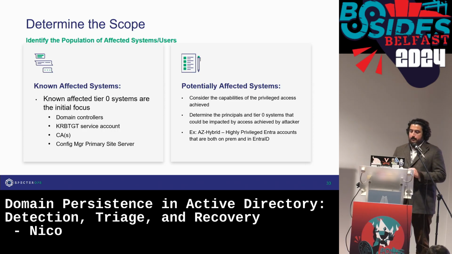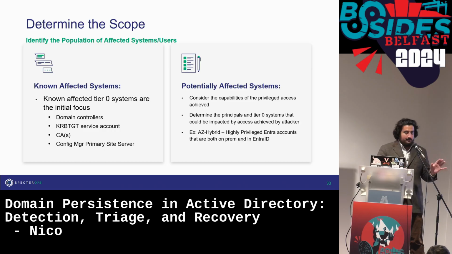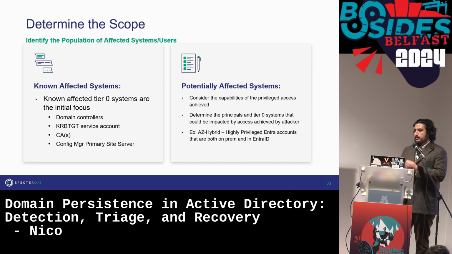Okay, so the goal here is we want to identify accurately what's in scope so that containment can properly reduce the exfil attack surface. So when we think about highly privileged accounts that are both on-prem and in Azure, that would end up putting Azure in scope, which is a whole other talk, right? So Microsoft recommends keeping Azure highly privileged accounts in the cloud only, so you don't have this kind of mesh that you then have to worry about.